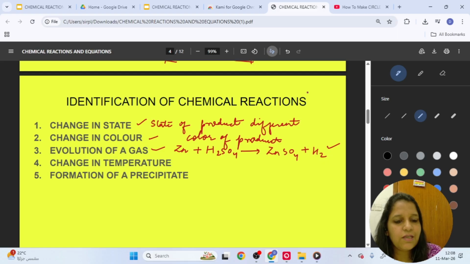What do we mean by change in temperature? The reactions are generally associated with the release of heat or absorption of heat.